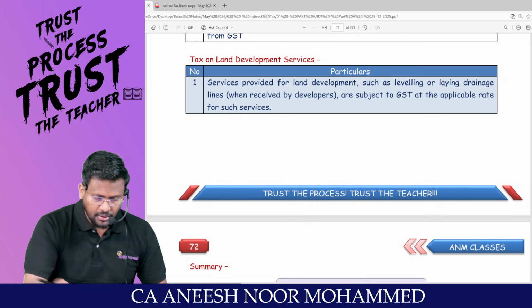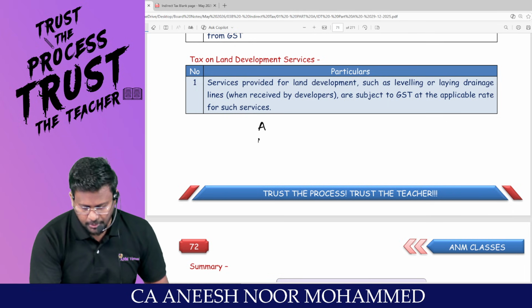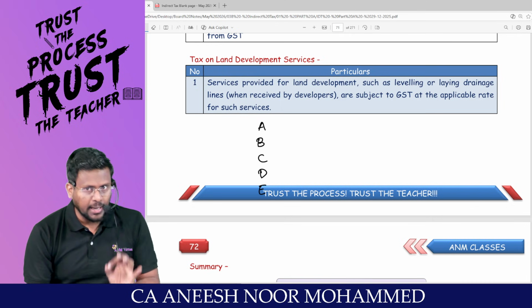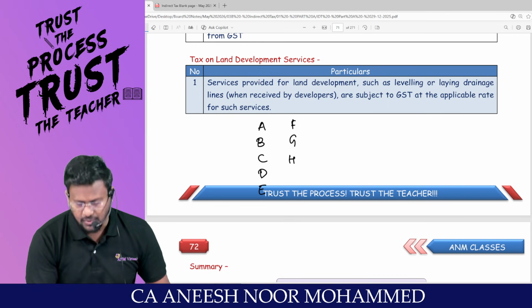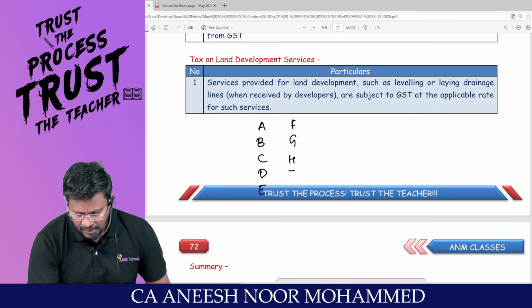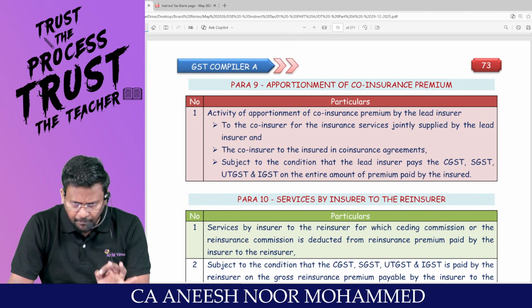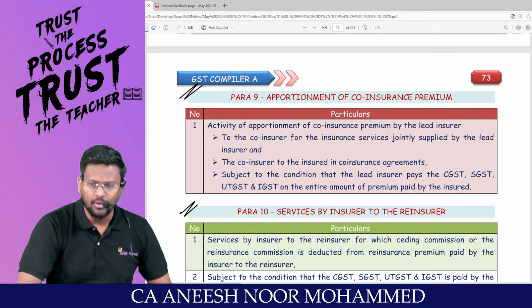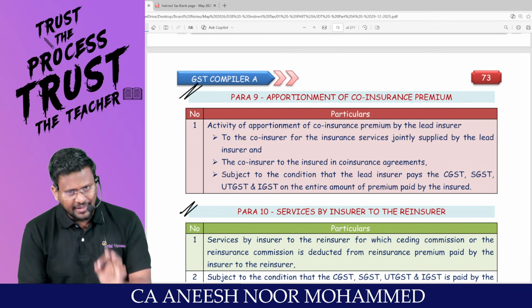So I'm consolidating. Tell me, man, what does A stand for? Actionable claim other than specified actionable claim. B stands for board. C stands for court. D stands for district court. E stands for employee-employer relationship. F stands for funeral. G stands for ground. And H stands for holds a position. Now I, sir, insurance. This is the newly added item in Schedule 3. When the GST Act came, this para 9 and para 10 were not there. So my dear lovable students, from this area, they will test in the exam.